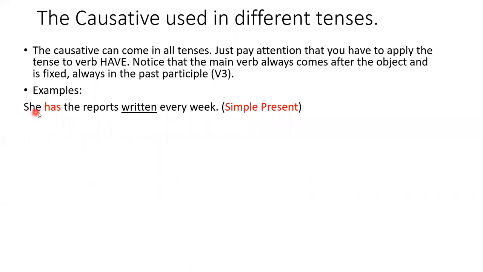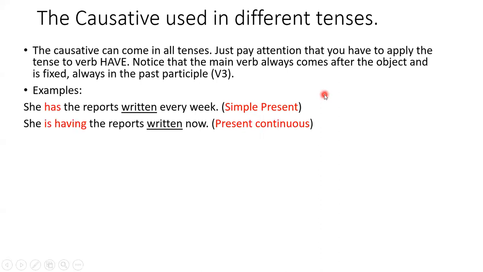Okay, notice she is the subject, it's the cause. Has is in the simple present. The reports is the object. And written is the past participle, it's always fixed. How do I know that this sentence is in the simple present? By looking at the verb have. Verb have is in the simple present, so this sentence is in the simple present.